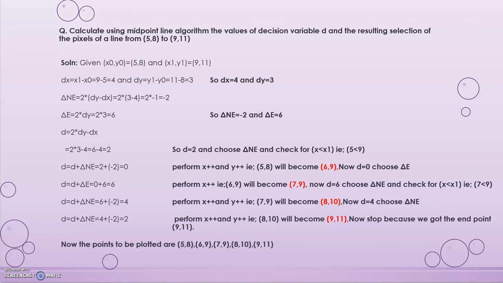Now we can stop because x is no longer less than x1. Now x is equal to x1, so we are stopping here. And we have got the endpoint, that is 9, 11. Now the points we plotted are 5, 8, which is x0, y0. Points we plotted are 6, 9, 7, 9, 8, 10 and 9, 11 is the x1, y1 value.